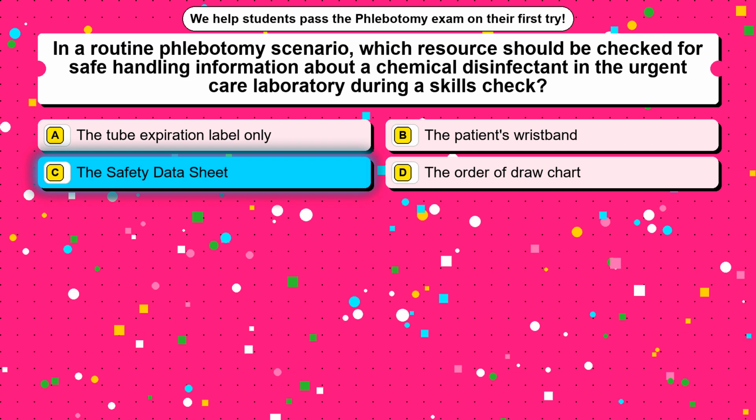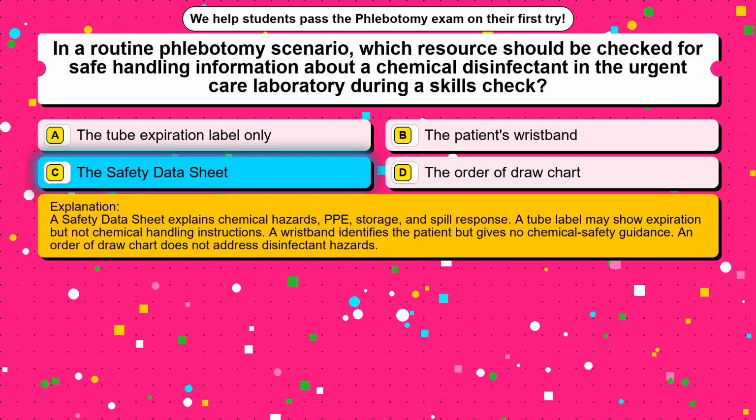The correct answer is option C. The safety data sheet. A safety data sheet explains chemical hazards, PPE, storage, and spill response. A tube label may show expiration but not chemical handling instructions. A wristband identifies the patient but gives no chemical safety guidance. An order of draw chart does not address disinfectant hazards.